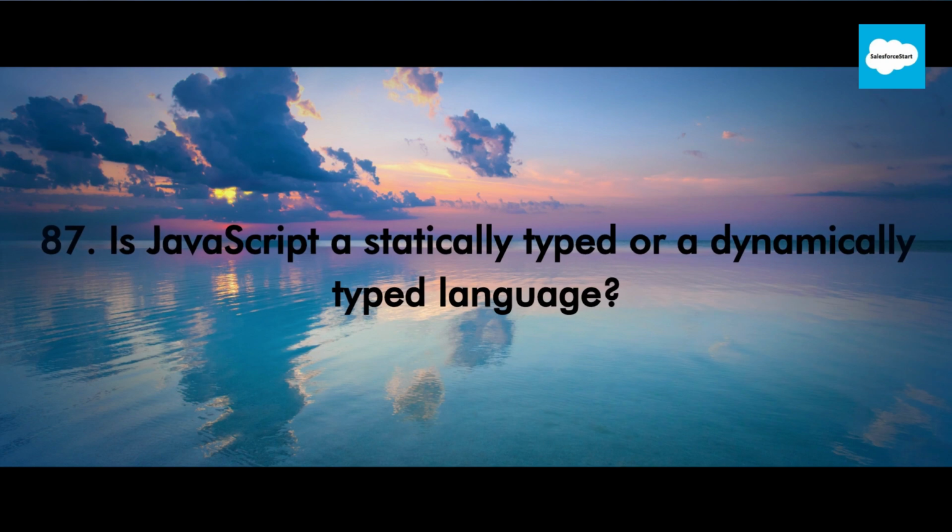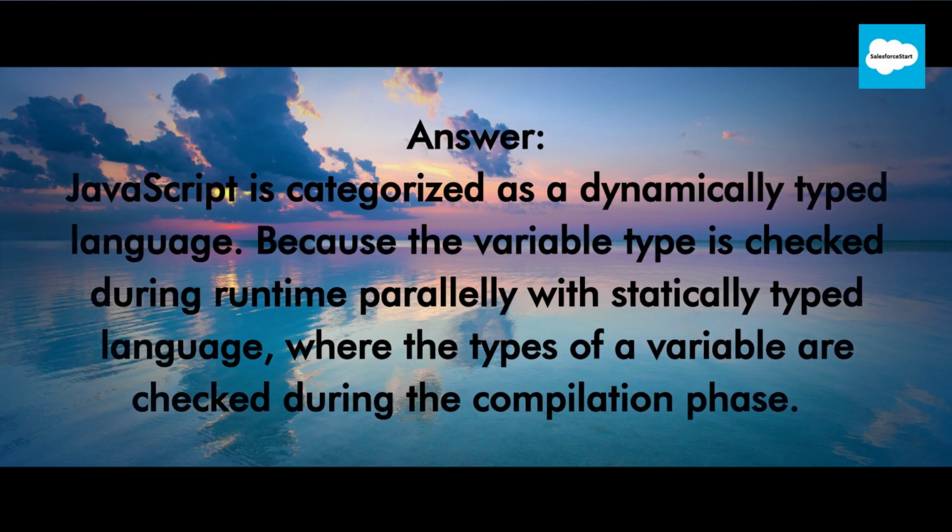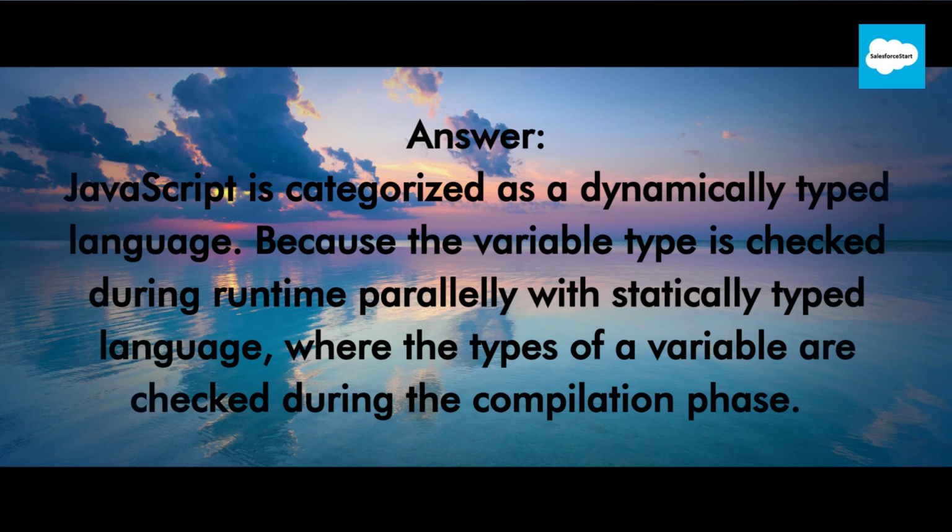87. Is JavaScript a statically typed or a dynamically typed language? Answer. JavaScript is categorized as a dynamically typed language, because the variable type is checked during runtime, in comparison with a statically typed language, where the types of a variable are checked during the compilation phase.